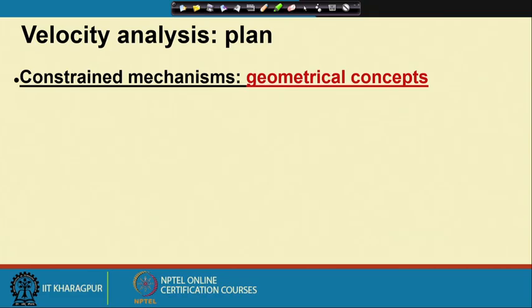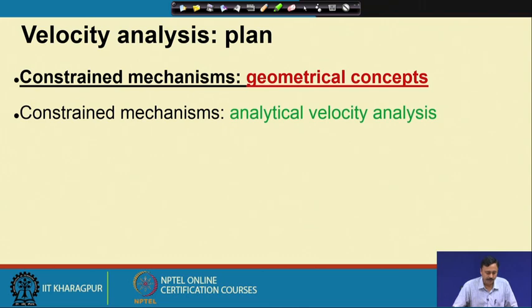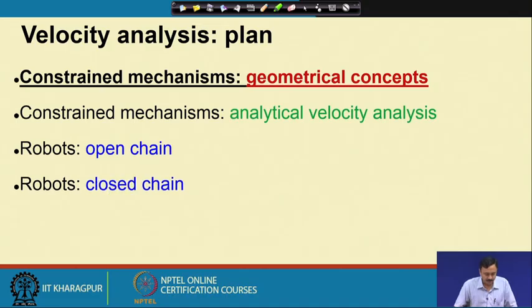So, let us plan our discussions on velocity analysis. We will start with constraint mechanisms. We will look at some geometric concepts in this lecture. In subsequent lectures, we are going to study the analytical velocity relations for constraint mechanisms. After that, we are going to look at open chain robot mechanisms, and finally closed chain robot mechanisms.